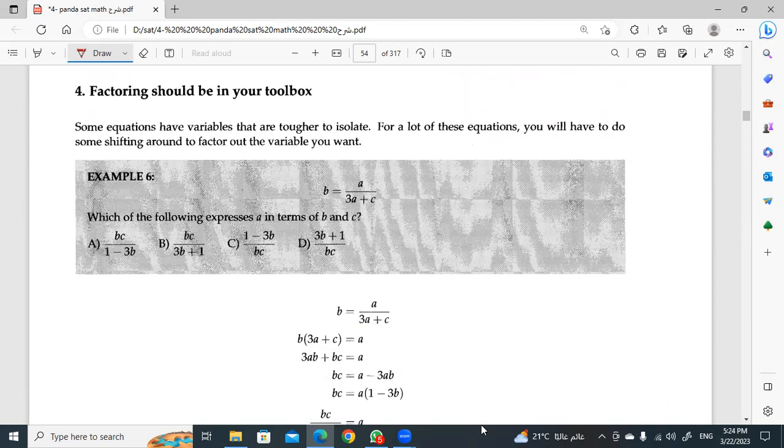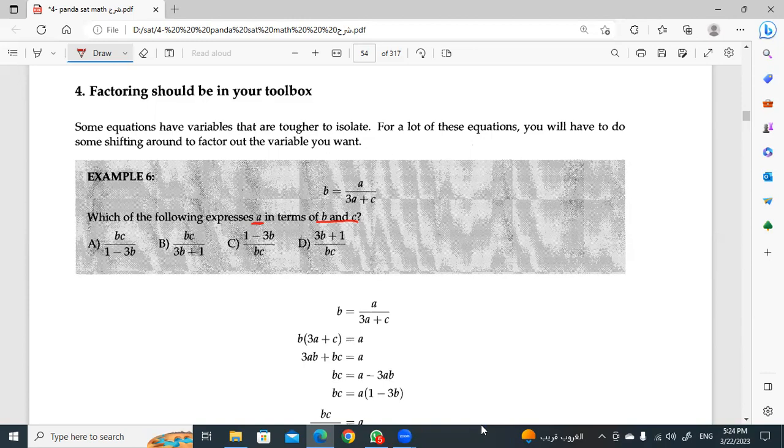Example 6. Which of the following expresses A in terms of B and C? By the way, it's a repetitive question in the SAT, so take care of it. I'm just isolating. I want to isolate A in terms of B and C, so I need A on one side equal to all of the variables and numbers on the other side. Clear? So my strategy right now is how to isolate A.